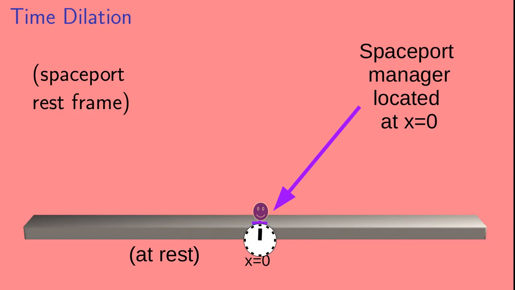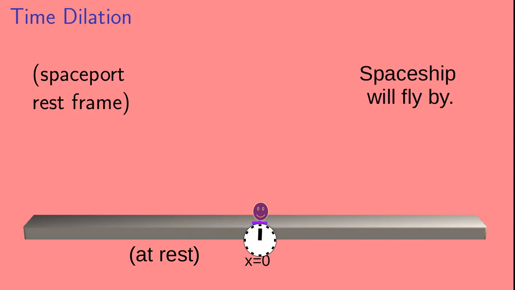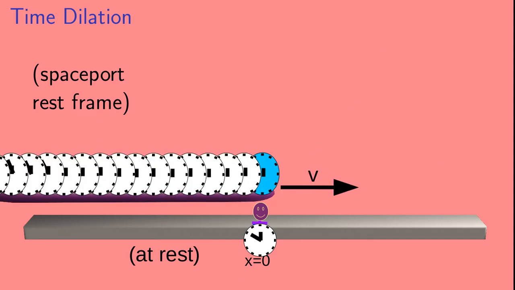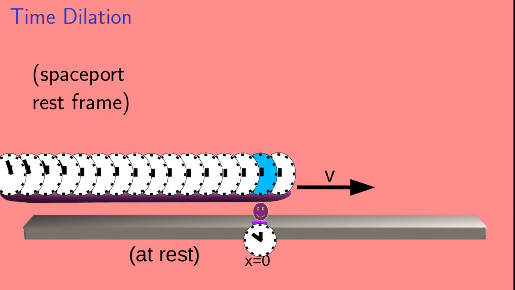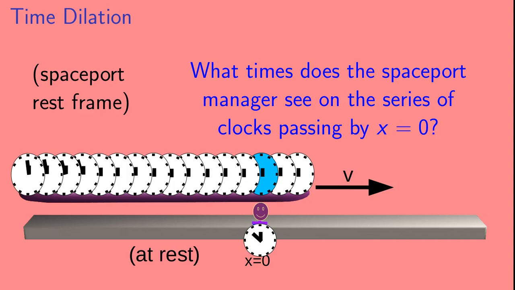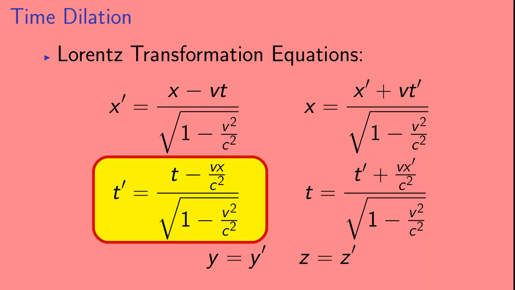Meanwhile, the spaceport manager sits in the middle of the spaceport at x equals 0. The spaceship, covered in clocks, will fly by. The spaceport manager will look at each clock as it passes by. So, first they look at the first clock, then the second, then the third, and so on. What times does the spaceport manager see on the series of clocks passing by at x equals 0? Again, we'll look at our Lorentz transformation equation for t prime.